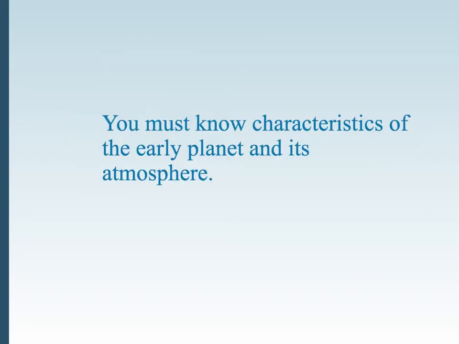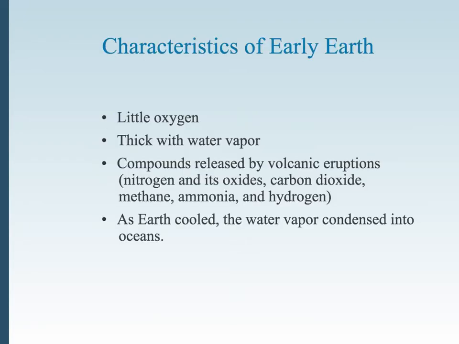So you have to know the characteristics of the early planet and its atmosphere. And so here's where we have to remember that oxygen in our atmosphere is coming from our plants. The plants are the things that are taking the carbon dioxide in and producing the oxygen as waste. So if we don't have eukaryotes, and plants are eukaryotes, then we don't have oxygen. And so as a result, we have an oxygen-free environment very early on in the planet's history. So that's what this is saying, very little oxygen.